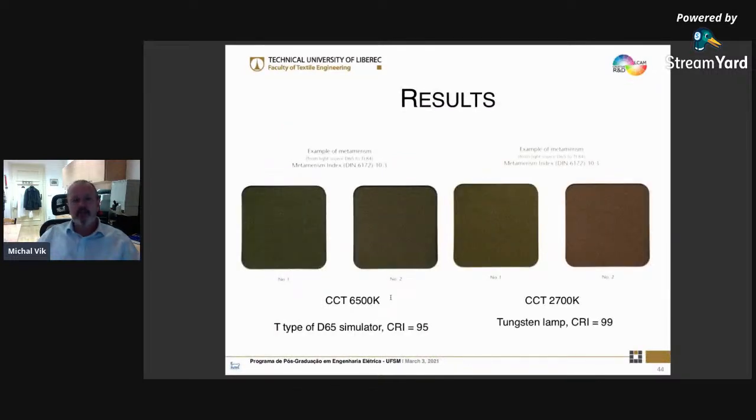In a real example, you can see here also samples which are so-called metameric. Under a daylight simulator, you can see that these two samples appear almost similar. If I use home lighting or a tungsten lamp, you can see that one of them appears quite different, much more reddish or much more brownish, as you want to call it, due to metamerism.